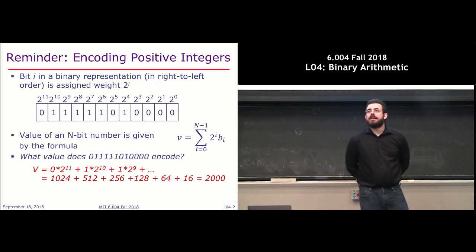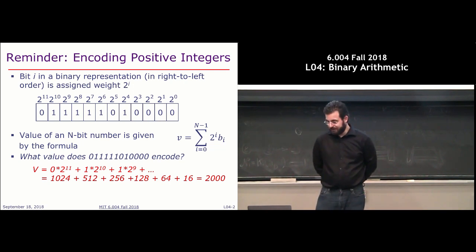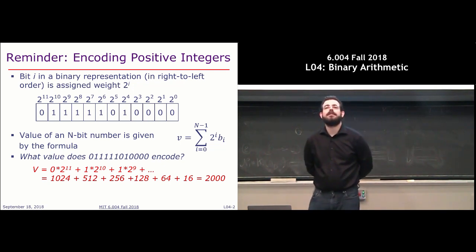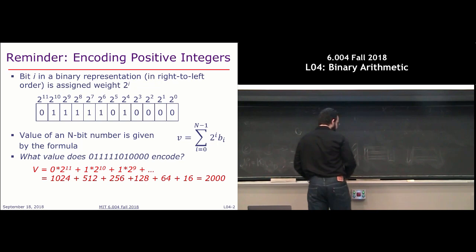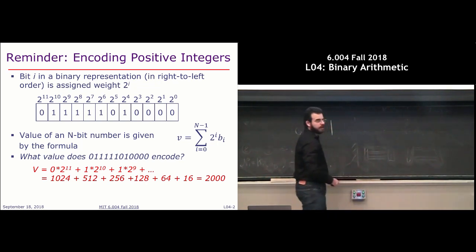Can anybody tell me how to do the opposite operation? So what if I have a decimal number and I want to translate it to binary? Yes. So you subtract the largest power of 2 until you get 0. So this is very easy. So suppose that you have 11.